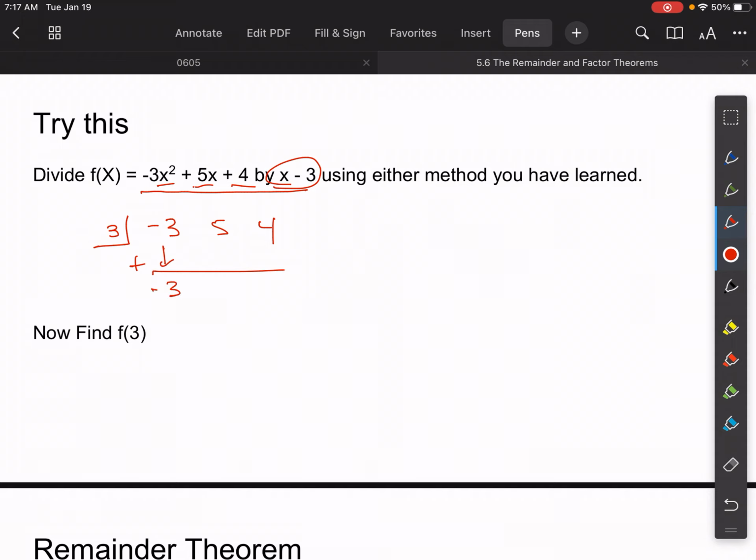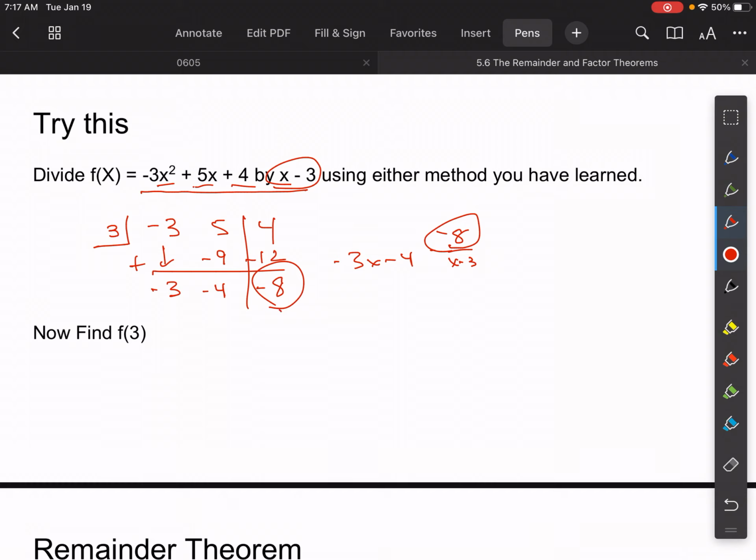We bring this one down, we get -9. 5 plus -9 is -4. -4 times 3 is -12. And when we add those together, we get -8. So the remainder here, if I were to write this out, we would have -3x minus 4, and then we'd have a remainder of -8 over x minus 3. The remainder is what I want to focus on, the -8 piece.